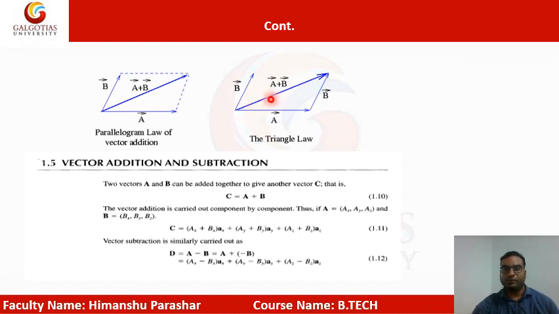Hopefully you all are understanding. So let us see the theory part also. Two vectors A and B can be added together to give another vector C, that is C equals A plus B, and these are the components of A and B, like Ax, Bx in the direction of x, Ay, By in the direction of y, Az, Bz in the direction of z.